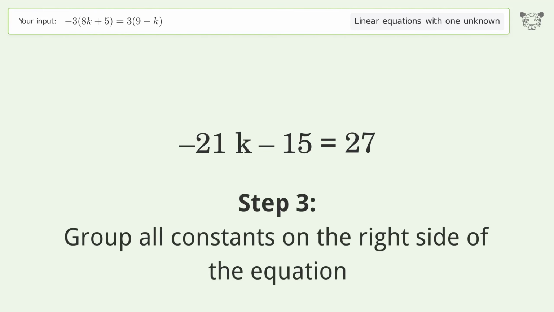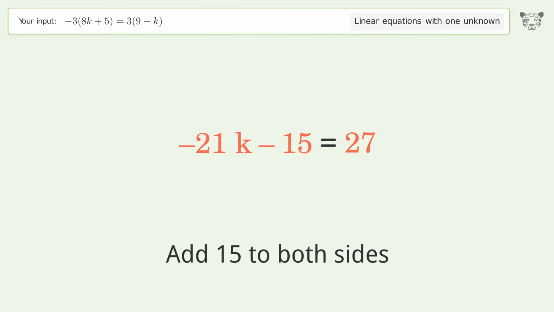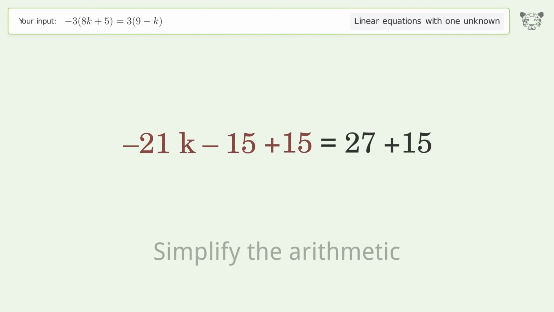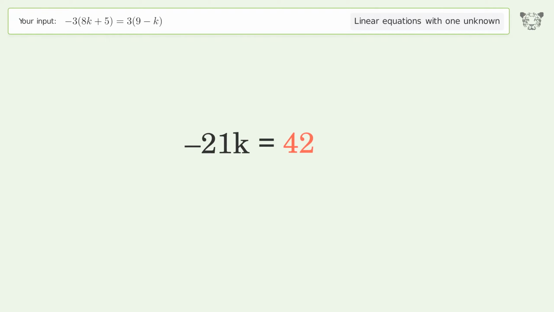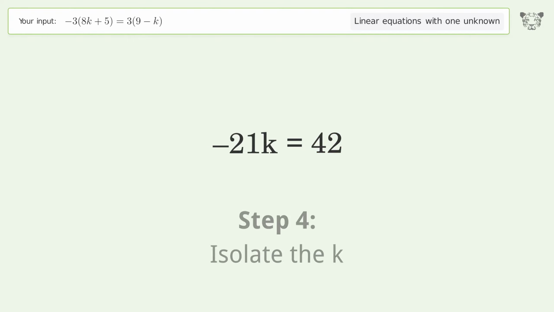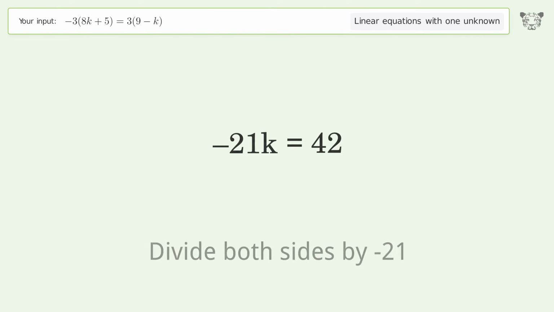Group all constants on the right side of the equation. Add 15 to both sides. Simplify the arithmetic. Isolate the k. Divide both sides by -21.